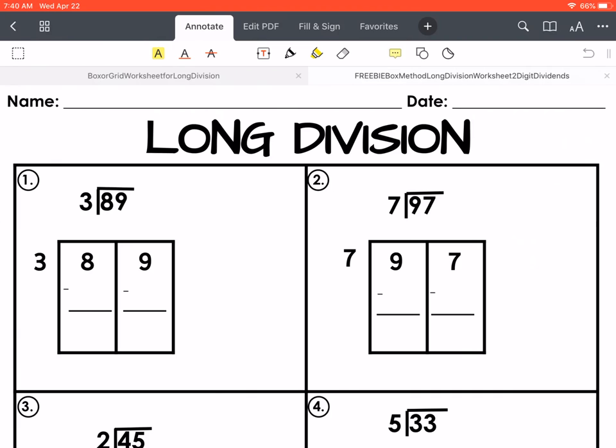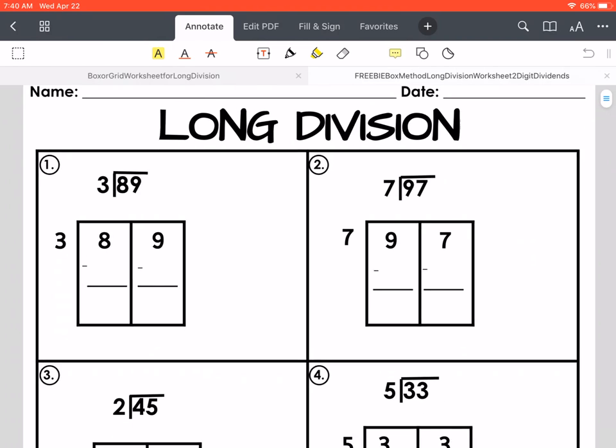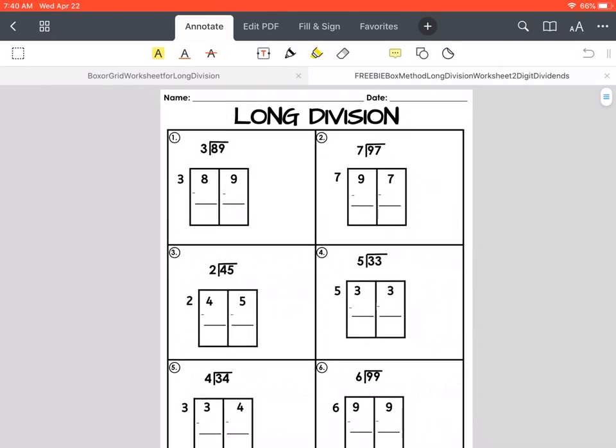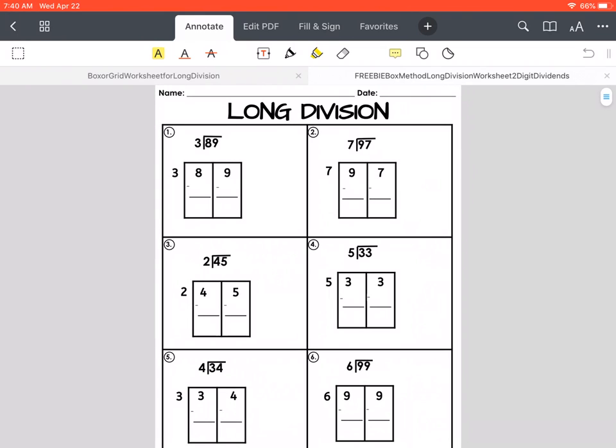Today for math, you will be completing pages 13 and 14 of your math packet. We've been working the past few days on multiplication, and now we're going to jump into division. Division can be challenging, but hopefully using the box method with division can help make it just a little bit easier. So we're going to go ahead and go over number 1 together.